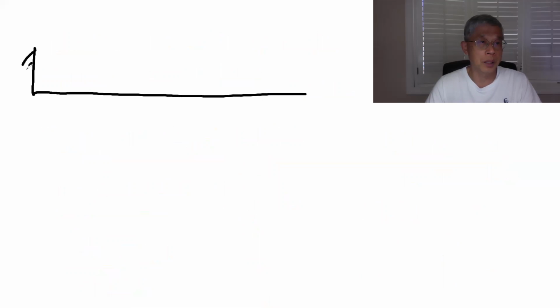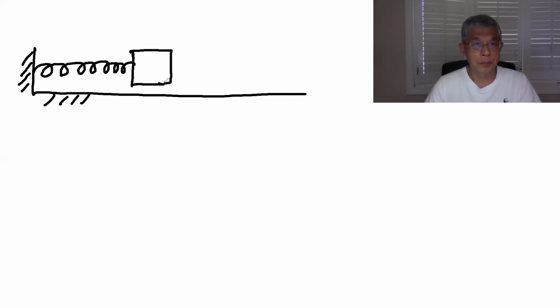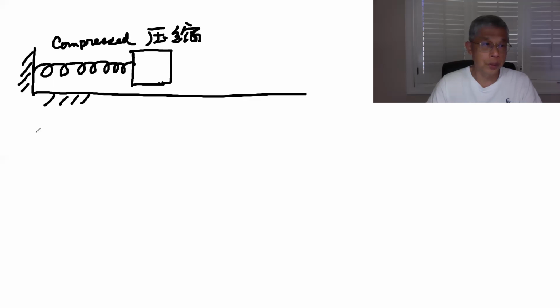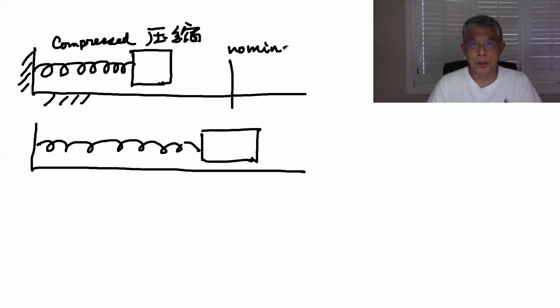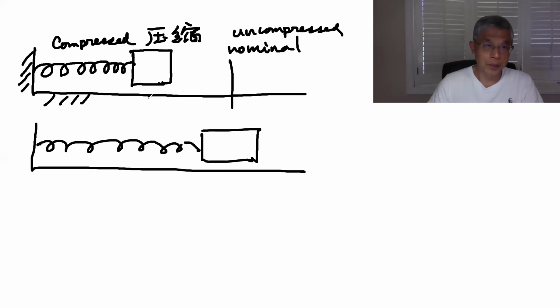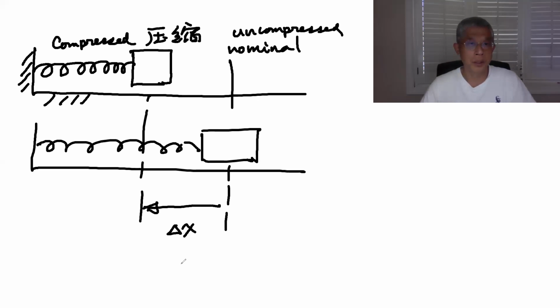I'm going to change the color. So if you have a spring and mass, draw it. This is the wall, and that's the ground. And then you have a spring, and it's already compressed. Right now it's compressed. In Chinese, this means 压缩. So the original nominal spring length is right here. This is your nominal location, all uncompressed. Then you have compressed this much, that's your delta X, your compression amount.